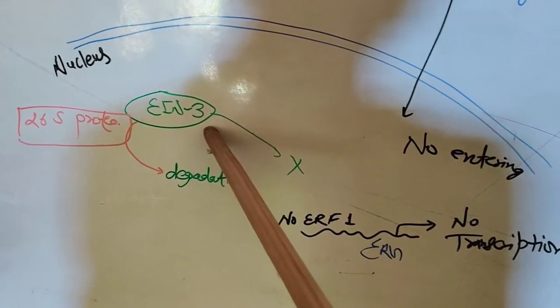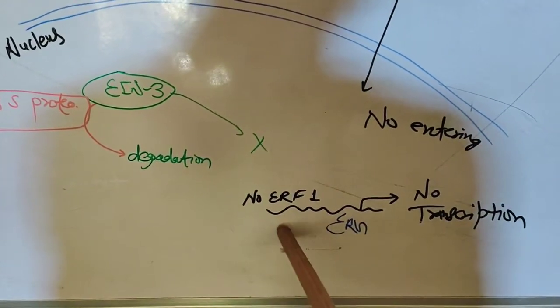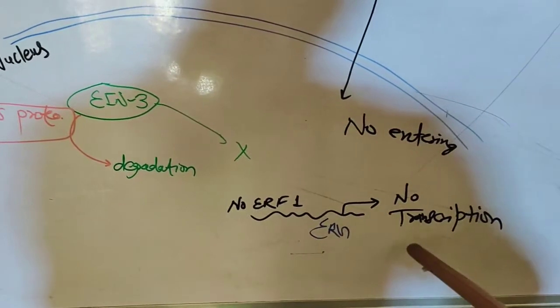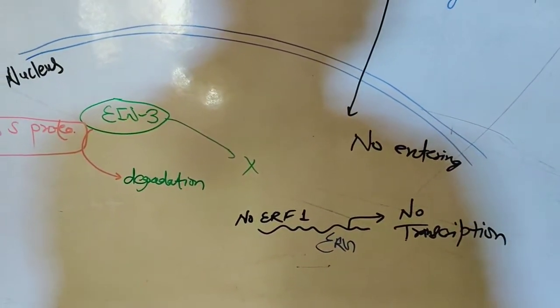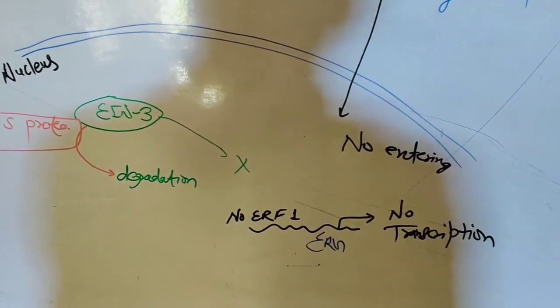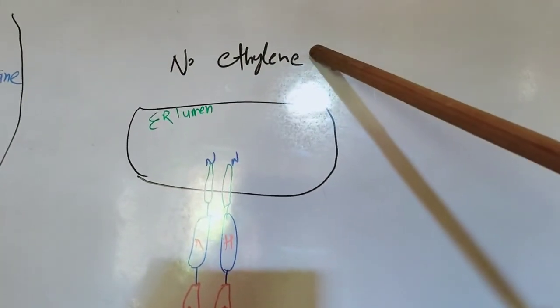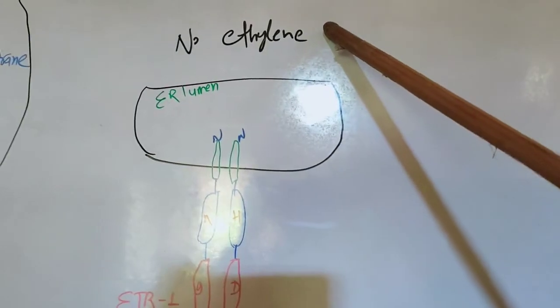this kind of degradation, the ethylene response genes will not be on, they will be off, so there will be no transcription and no ethylene response gene will be on. So this kind of function is happening when there is no ethylene present.